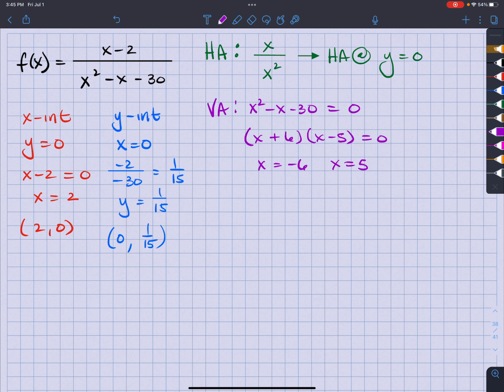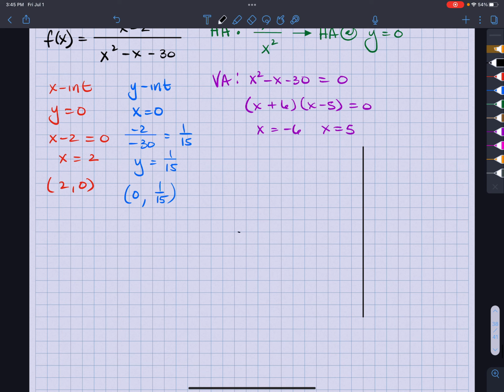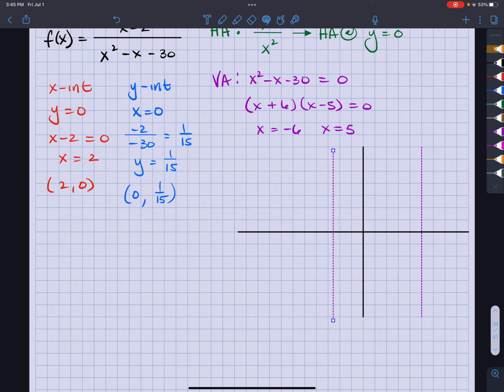Okay. So if I was to graph this, I'll have a vertical asymptote at x equals 5, and I also have one at negative 6. Ooh. And there we go. All right, so I have those two vertical asymptotes right there.